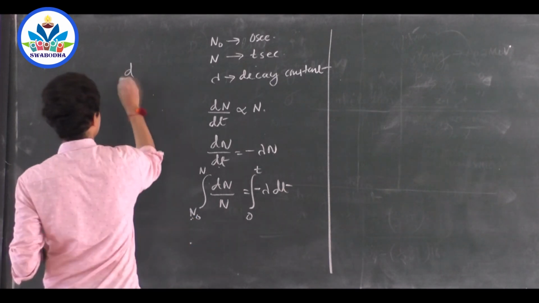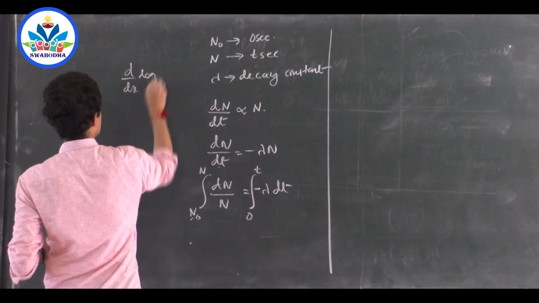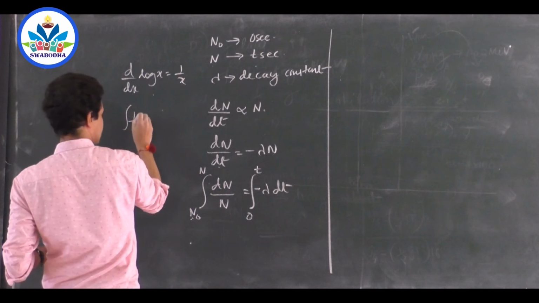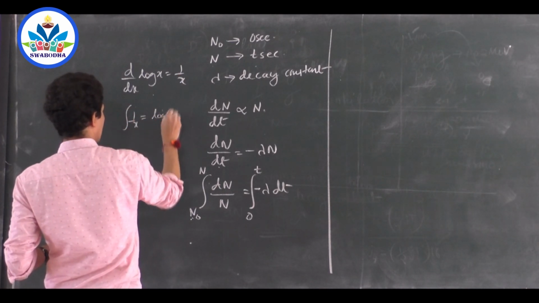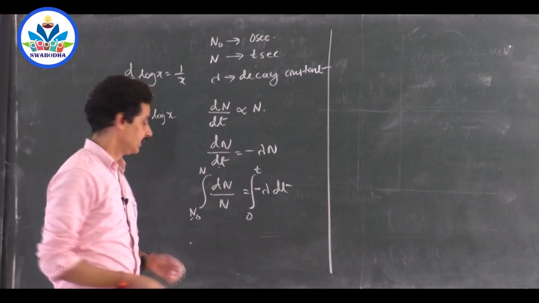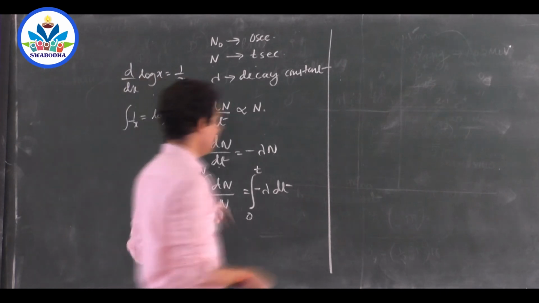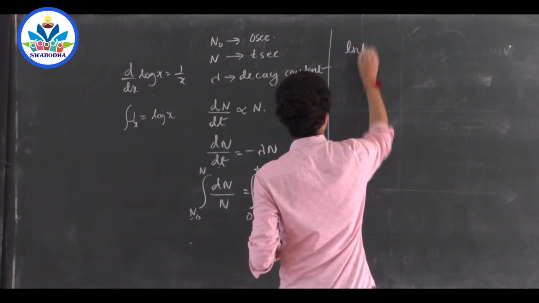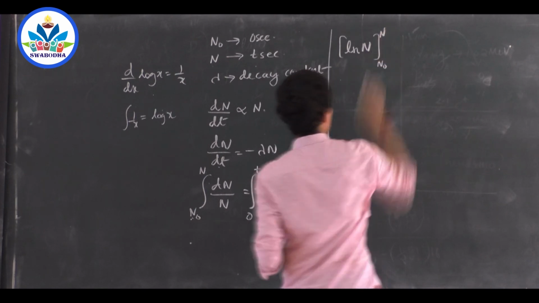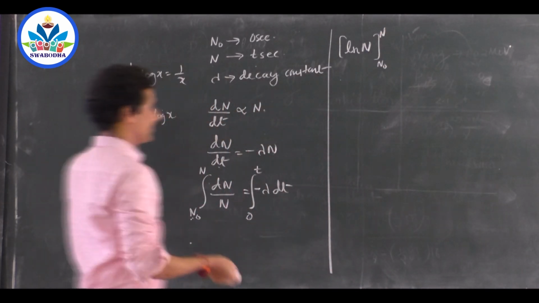The derivative d by dx of log x is 1 by x. So what is the integration of 1 by x? It is log x. And you have one more logarithm, log to the base e, which we call ln. So what is the integration of 1 by n? It is ln n. And the limits we write here are n naught to n, original number of atoms to n number of atoms.